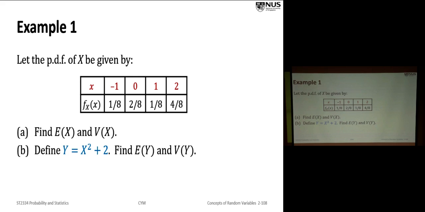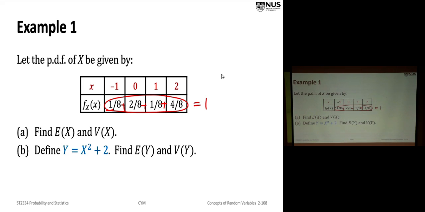So in this case, you can see that x takes four values, -1, 0, 1, and 2. And the corresponding probabilities are 1x, 2x, 1x, and 4x. So make sure that all these probabilities add up to 1, and each one is bigger than or equal to 0.